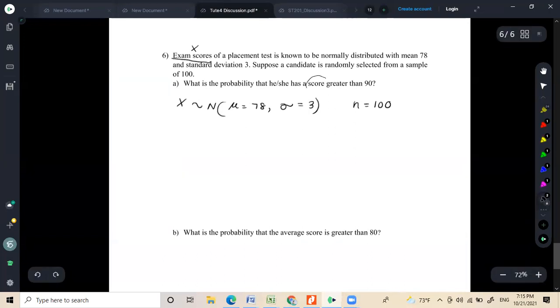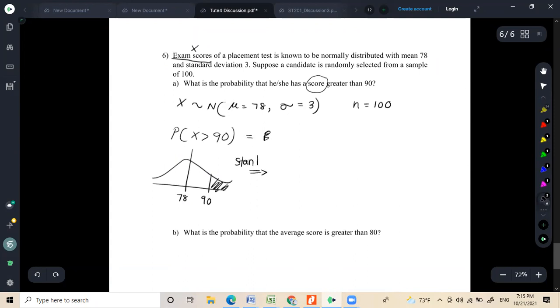Now look at this. What is the probability that the score is greater than 90? So what is the score? Random variable X. X greater than 90. What is the distribution of X? Normal with mean 78 and standard deviation 3. So this is a simple calculation with the normal distribution. So let's standardize it. Normally distributed with mean 78, 90 will be somewhere here, greater than 90. This is what we want.